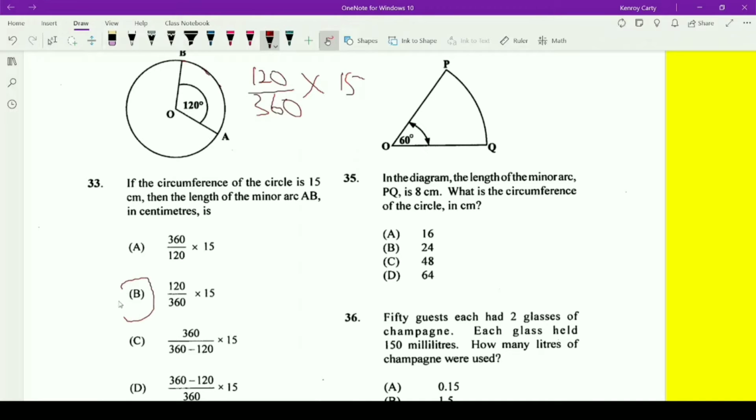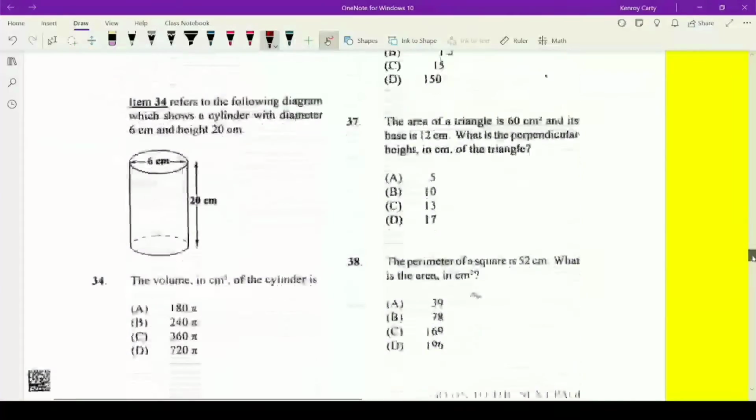And it is very important that they said the minor arc. If they said the major arc, we would have to go the opposite way, which is all the way around here, which means we would have to subtract 120 from 360 in order to get the major arc. But we are interested in the minor arc, so it's just the 120 degrees, which is the angle that tells us how much of the circumference this arc is. So it's 120 over 360 multiplied by 15, which is the length of the circumference. Alright, let's take this down.